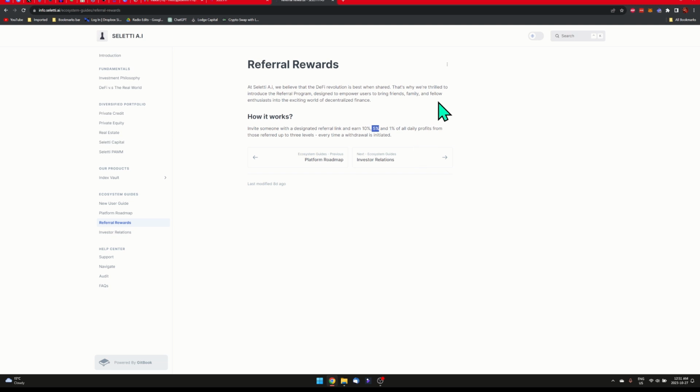So hopefully, if this project lasts a long time, these values are going to be compounding on top of each other, and at the end of the day are going to be very, very lucrative in the long run, right?